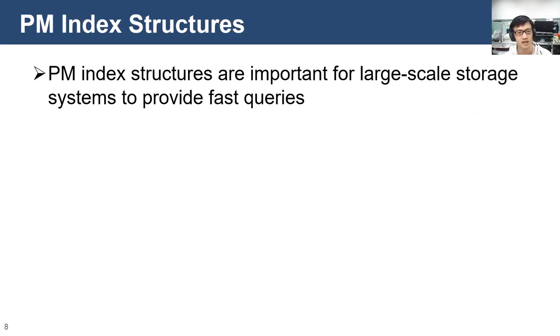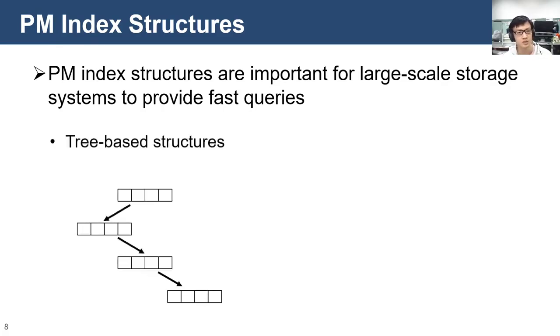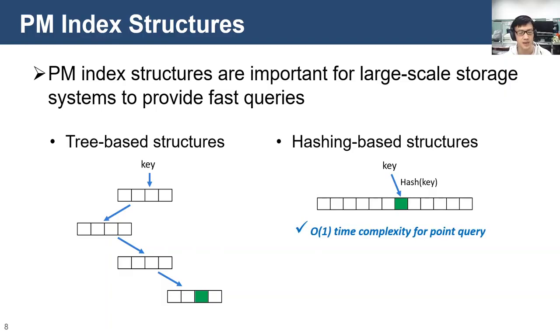PM index structures are important for storage systems to provide fast queries. To support range query, tree-based indexes group hierarchy layers with pointers, thus leading to high latency for point queries due to the pointer chasing. Unlike tree-based schemes, hashing-based index structures map items to flat space. The time complexity for point query is O(1). Therefore, hashing structures are widely used in memory, for example, Redis and Memcached.